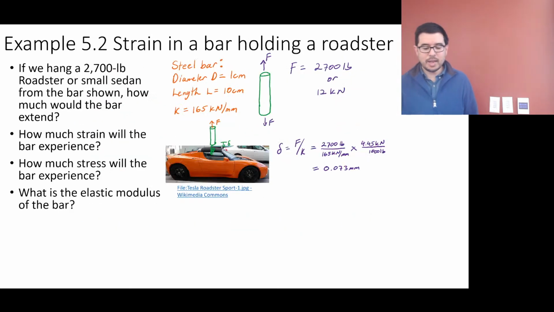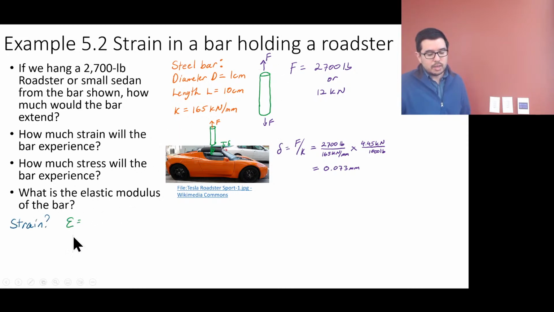Now, let's go back to that example we did. I think it was the third time we met, because we did bars as springs. So here's a 2,700 pound force pulling this bar apart. And we said that it had a little bit of deflection, 73 microns. Now let's ask ourselves some other questions. How much strain will the bar experience? How much stress will the bar experience? What is the elastic modulus of the bar?